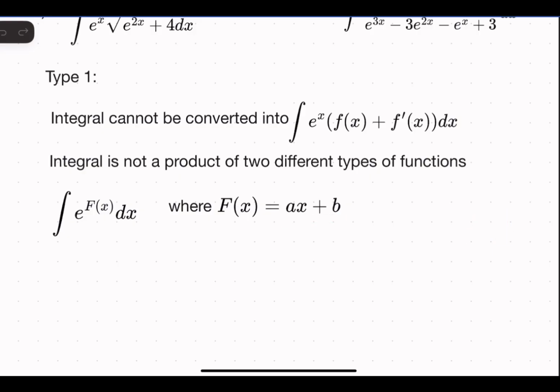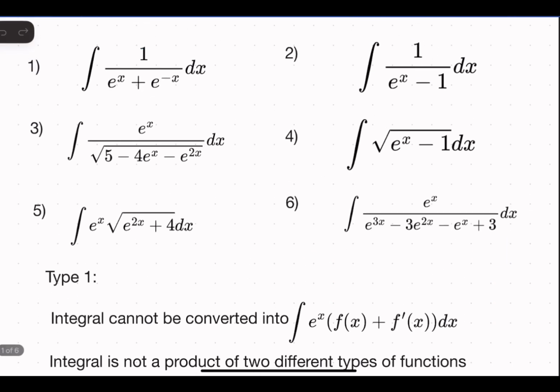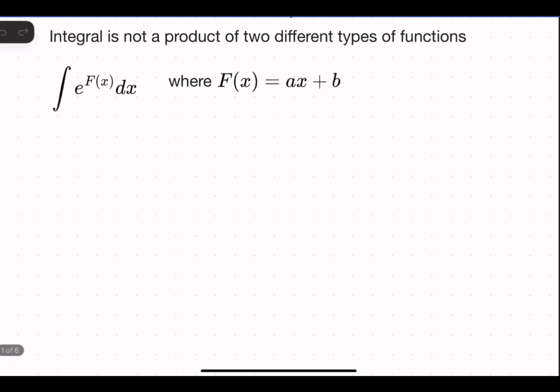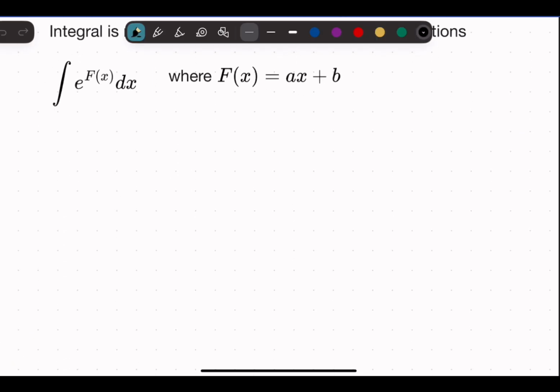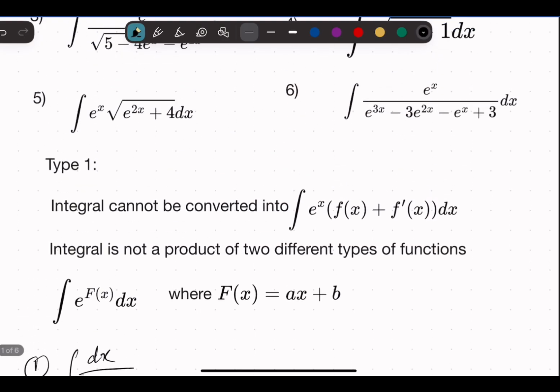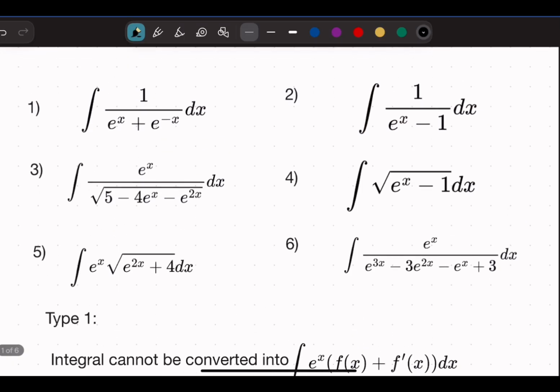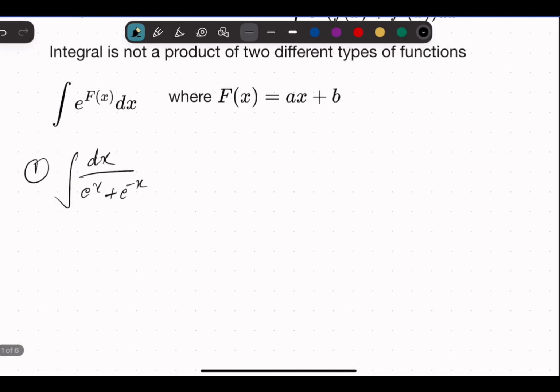Then I chose these six questions. I will do some of them and give a hint for some of them, then the rest you can do yourself. The first one is the integral of dx over e power x plus e power minus x. What is the rule in this case? Just put e power x equal to t, and then you can solve these questions.